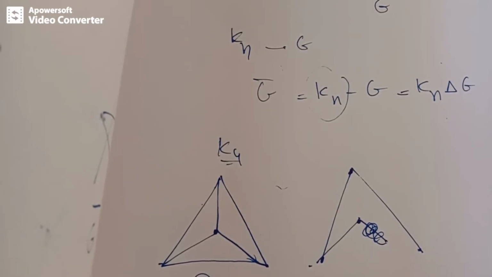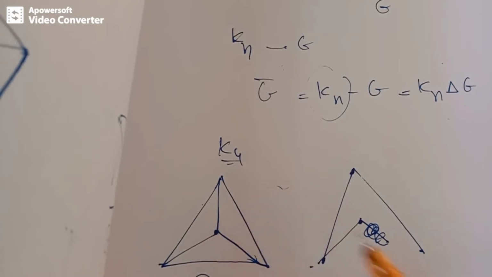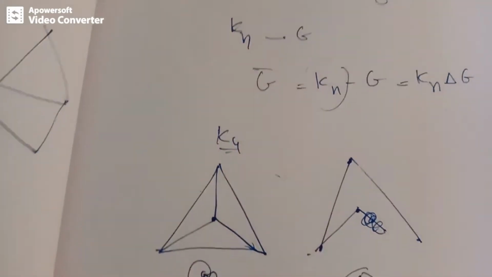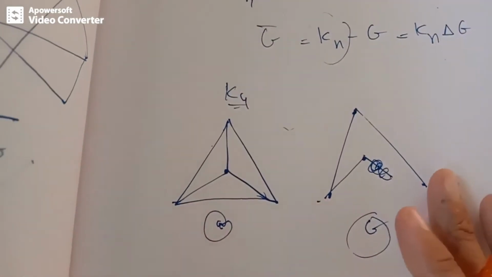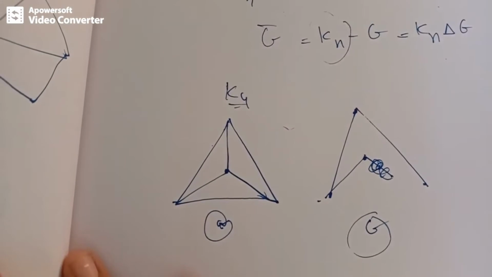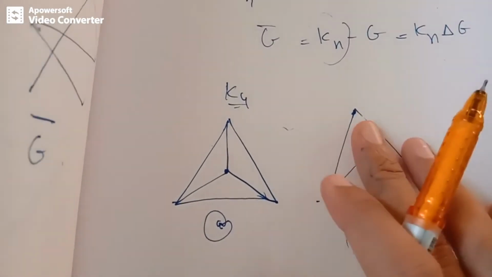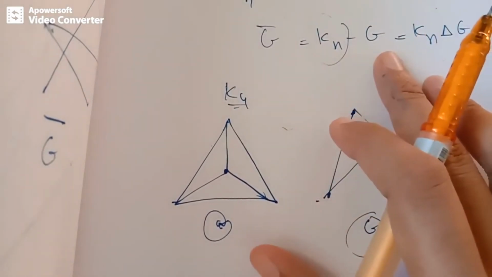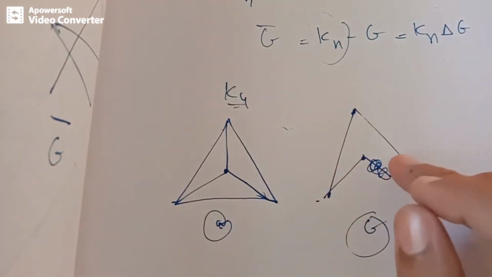We have to delete all the edges which are there in the complete graph, and include all those edges which are not there in the original graph. So your G complement will be nothing but Kn minus G. From the complete graph you are going to delete all the edges in this graph.